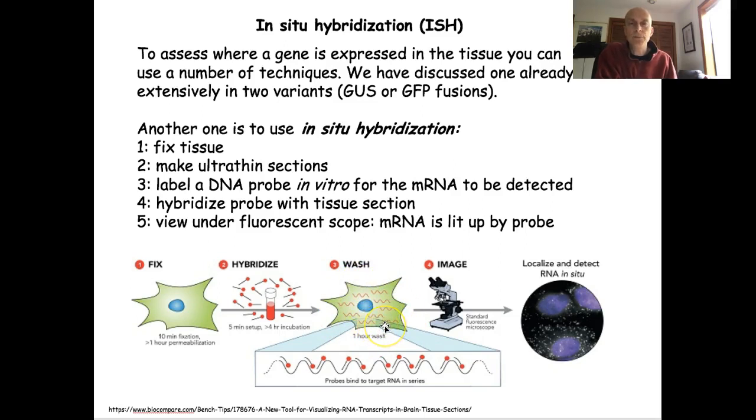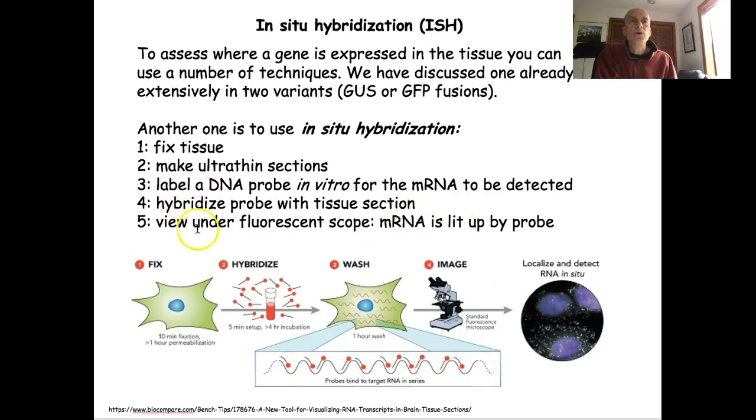you wash off all the unbound probe, and then you image it in the microscope, and you can see where these little dots are. That is where the mRNA is seen, and I guess the blue stuff is probably the nuclei. So this is a blow up of a certain section.